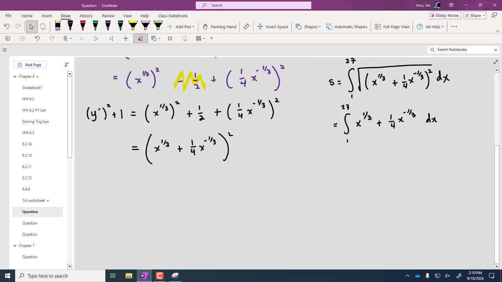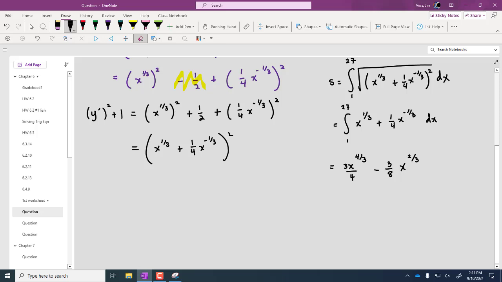And then we're going to integrate term by term. So we have x to the, we add 1, we get 4/3. Divided by 4/3 means multiply by 3/4. And then for the second term, we're going to add 1 to the exponent. So we add 3/3. We're going to end up with x to the 2/3. Dividing by 2/3 means multiplying by 3/2. So we're going to get 3/8.